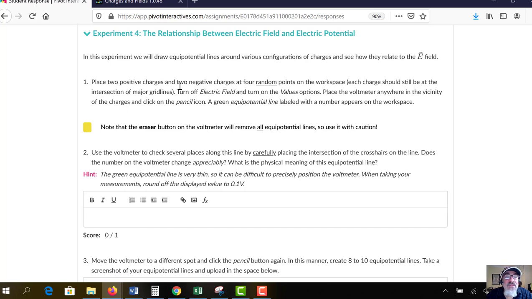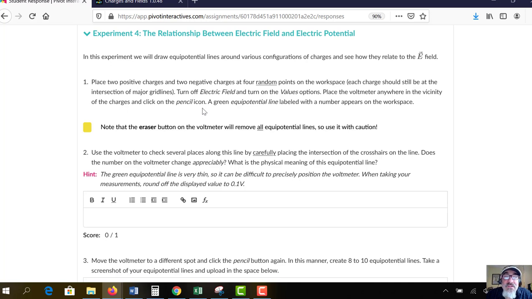Okay, so place 2 positive charges and 2 negative charges at 4 random points on the workspace. So we're really getting more here. Turn off the electric field and turn on the values option. Place the voltmeter anywhere in the vicinity of the charges and click the pencil icon. Remember, the pencil icon will do equipotential surfaces.